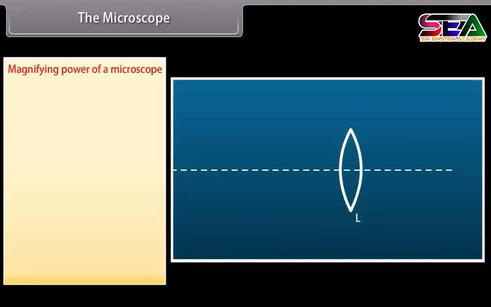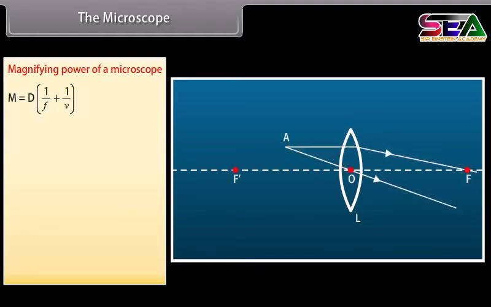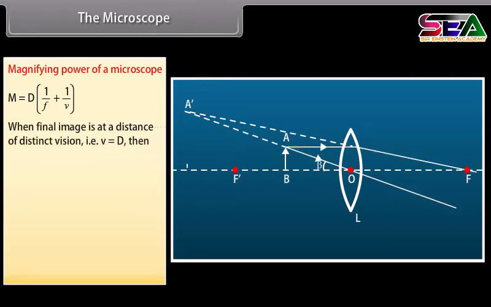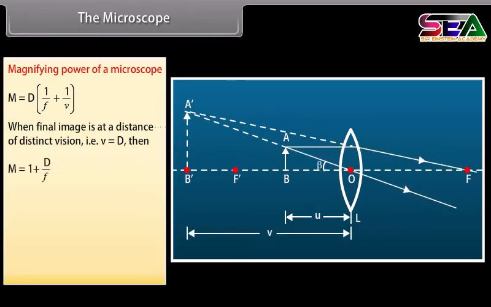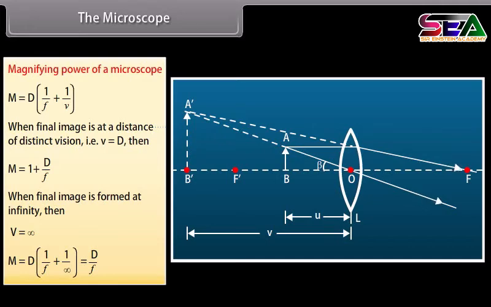Magnifying power of a microscope. M is equal to D into 1 by F minus 1 by V. When final image is at a distance of distinct vision, that is V is equal to D, then M is equal to 1 plus D by F. When the final image is formed at infinity, then V is equal to infinity. M is equal to D into 1 by F minus 1 by infinity, that is, D by F.